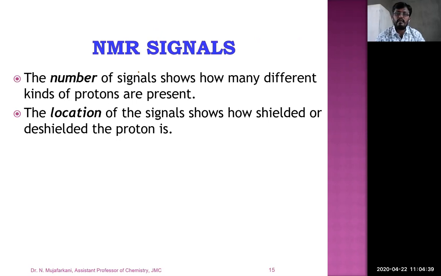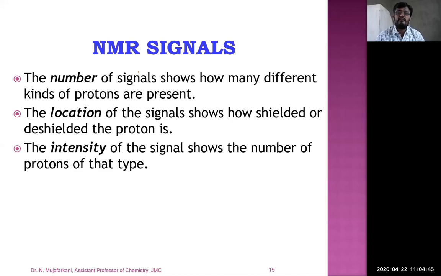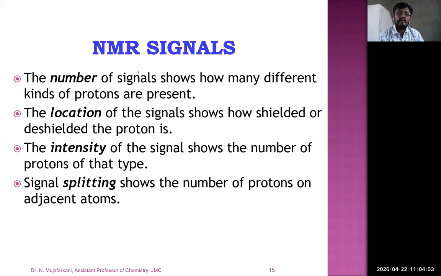The number of signals shows how many different kinds of protons are present. The location of the signal shows how shielded or de-shielded the proton is. The intensity of the signal shows the number of protons of each type. And signal splitting shows the number of protons on adjacent atoms.